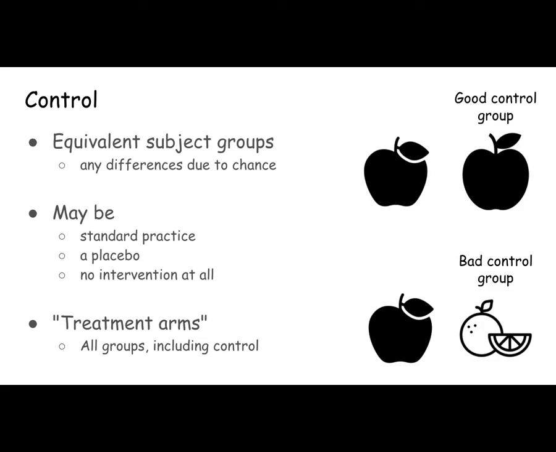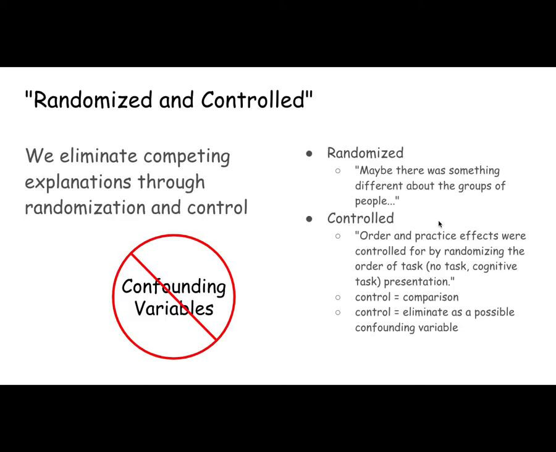Another way of referring to control groups or to study groups is treatment arms. When you see the term treatment arms, that's referring to all of the different groups, including the control group. We talk about randomized and controlled trials. That's what RCT stands for, randomized and controlled trials.